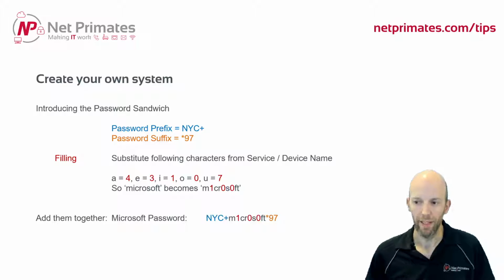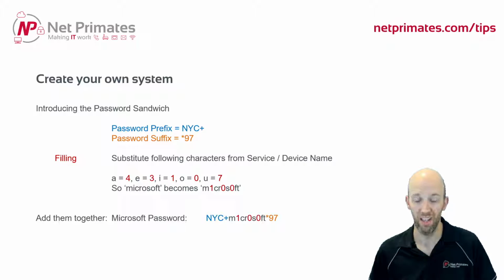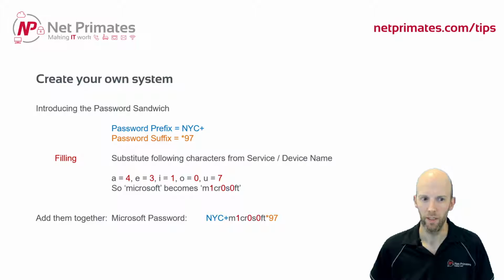Then simply I'm going to add them together. So my Microsoft password, if I was using this system, would be NYC plus M1CR0S0FT *97. That's it, simple. All I've got to remember is where am I logging in? It's Microsoft in the middle.